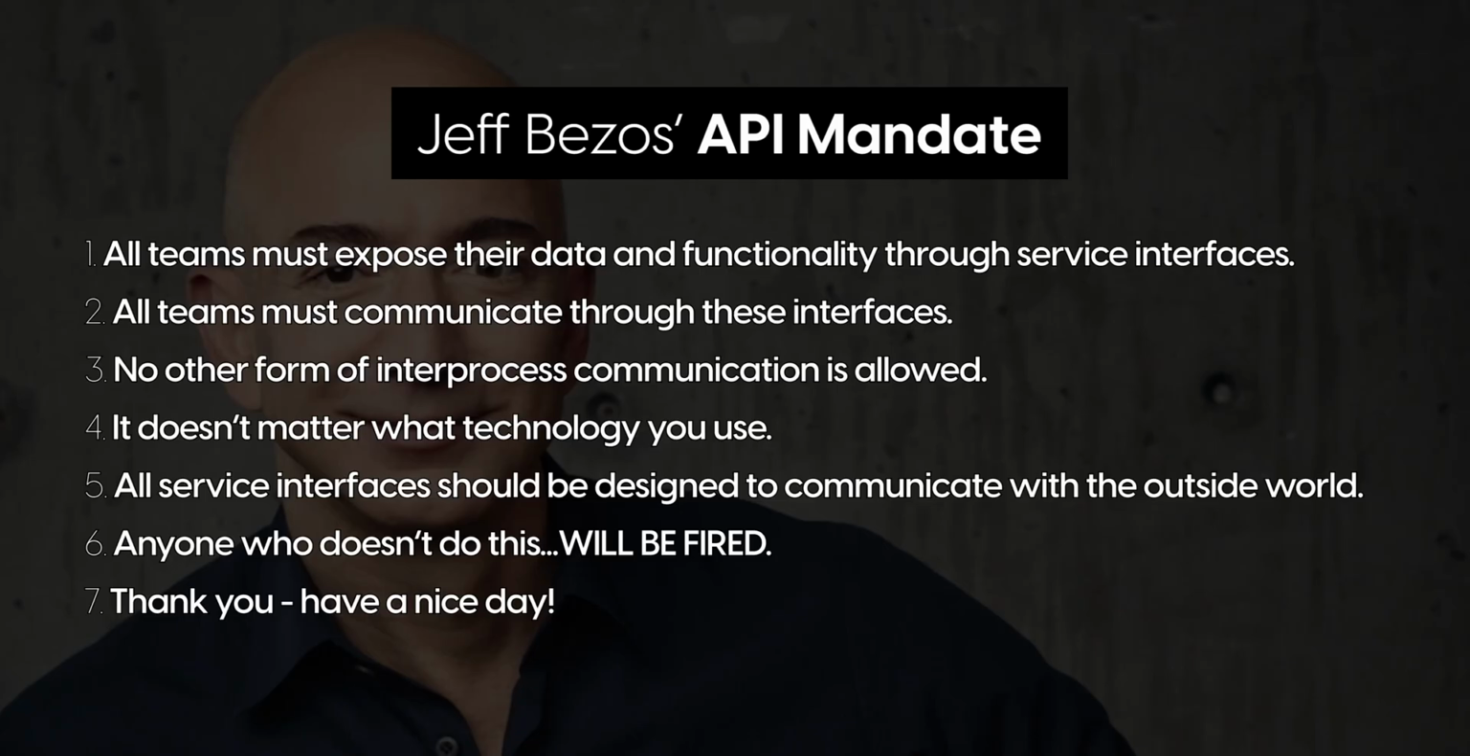Now there's one point in the Bezos mandate that was a real game changer. It was a revolutionary idea that paved the way for the next generation of startups and enterprises. We're talking about point number 5. All service interfaces must be designed to communicate with the outside world. That's the point that made AWS possible. That's what allowed Amazon to offer their infrastructure capabilities to the world.